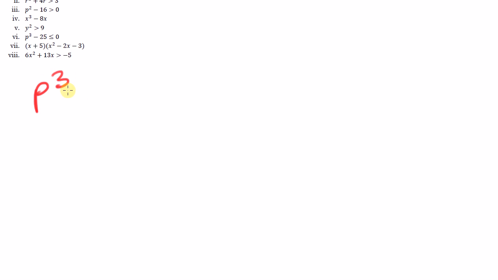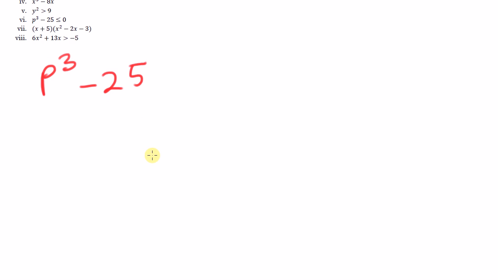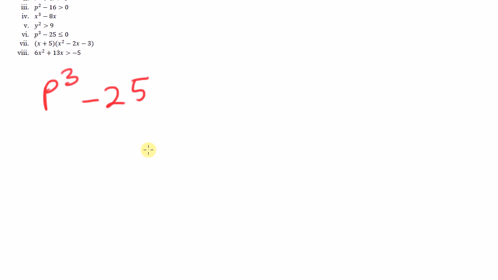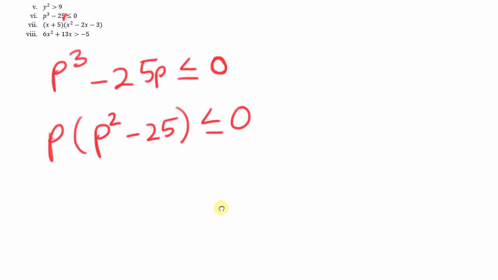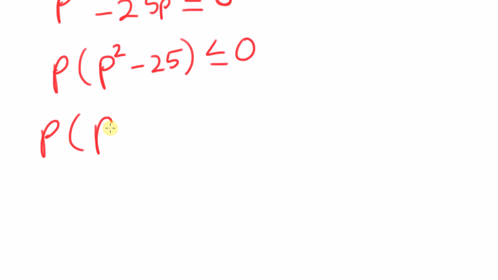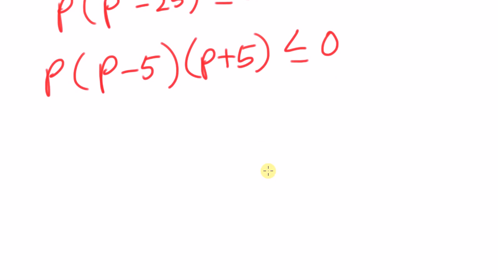Okay, so or not. So p cubed minus 25. Let's see. p cubed minus 25 less than or equal to 0. And I think I wrote this one down wrong. It was supposed to be minus 25p. So we have p times p squared minus 25 is less than or equal to 0. And we have p times p minus 5 times p plus 5, because of that perfect square in there, less than or equal to 0.